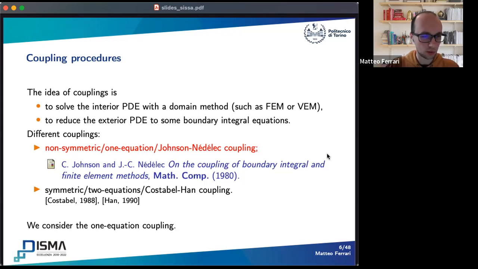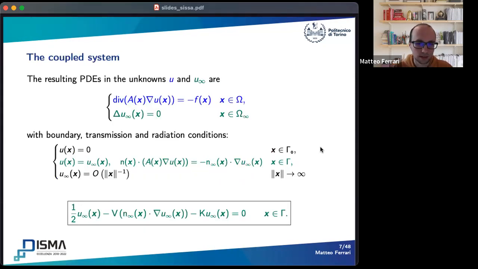So Johnson-Nédélec, we consider this one. We need one equation on the boundary. We reduce the Laplace equation to this boundary integral equation on gamma, in the sense that if u infinity satisfies this PDE, then the trace of u infinity on gamma and the normal derivative must satisfy this boundary integral equation. This equation involves the normal derivative of u infinity and the trace. This can be written in terms of the trace of u and the normal derivative, let's say, scaled, of u on gamma with the transmission condition.